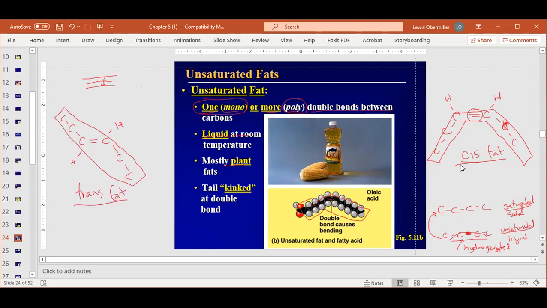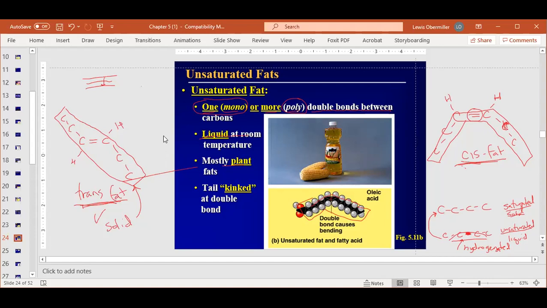So what do you think is going to be more solid at room temperature? Cis fats or trans fats? Trans fat. Yeah. So manufacturers take cis fats and they turn them into trans fats, so they're more solid. So your ice cream is more creamy and your margarine is more margarine. Does that make sense? Yeah.